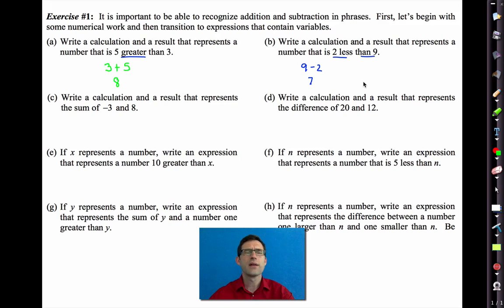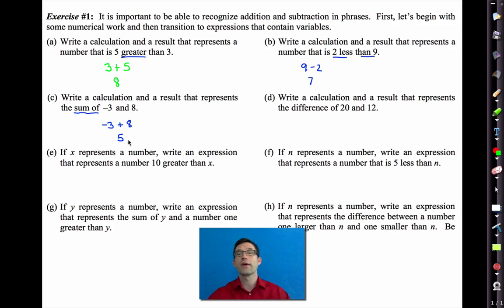All right. Now, letter C is a little bit easier. Write a calculation and a result that represents the sum of negative 3 and 8. The sum of, that just means we're adding them together. So really there, negative 3 plus 8 or 8 plus negative 3 would work. Either way, we have a result of 5.